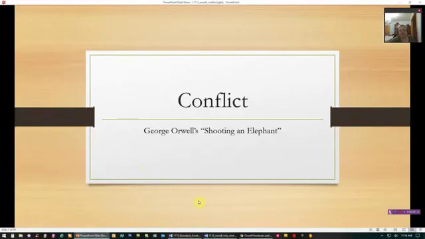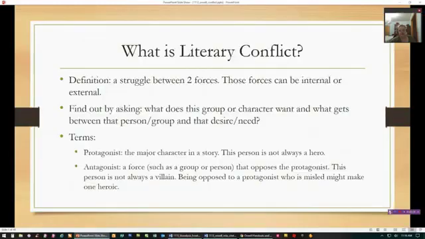So this is specifically a presentation about conflict for this story. When we're looking at literary conflict, conflict is war, right? It's a battle of some kind. In literature, we're looking at a struggle between two forces, right? And usually conflict is considered from the point of view of the main character, the protagonist.